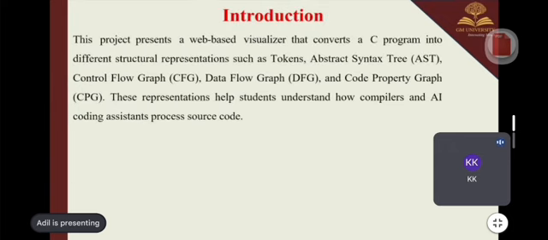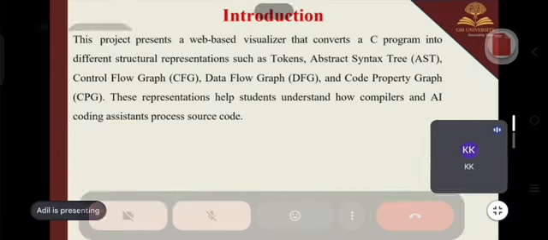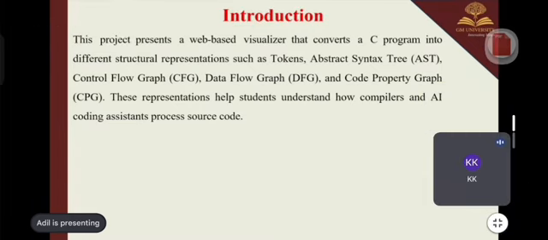Programming languages are not processed as plain text before execution. The source code undergoes multiple stages of analysis to understand its structure and behavior. Our project is a web-based application that demonstrates this process by converting a C program into different structural representations such as tokens, abstract syntax tree (AST), control flow graph (CFG), data flow graph (DFG), and code property graph (CPG).